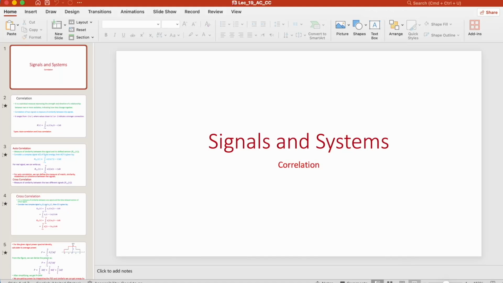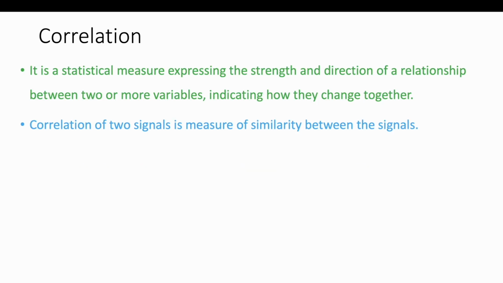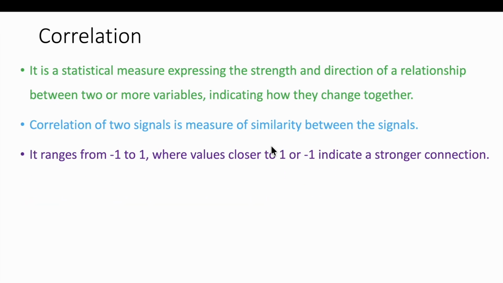In this lecture, we are going to discuss correlation. Correlation is basically a statistical measure expressing the strength and direction of a relationship between two or more variables, indicating how they change together. That is the basic definition. In simpler words, the correlation of two signals is a measure of similarity between the signals.